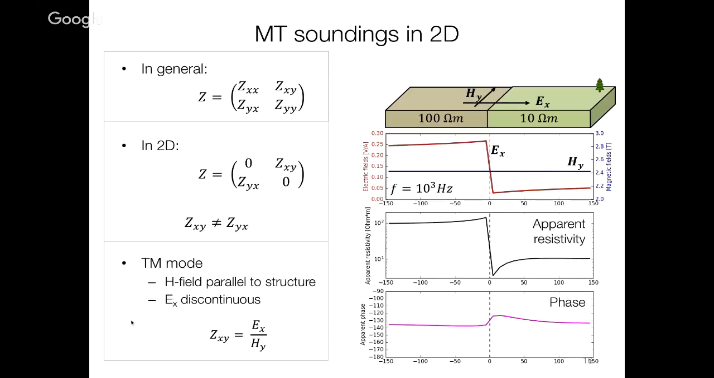I did make a comment. In 2D then, we've got an impedance tensor. It's got 4 values. The diagonal elements are 0, but the off-diagonal elements are no longer equal to each other. In 1D, those two things were equal except for a minus sign. Here, they could be quite different.